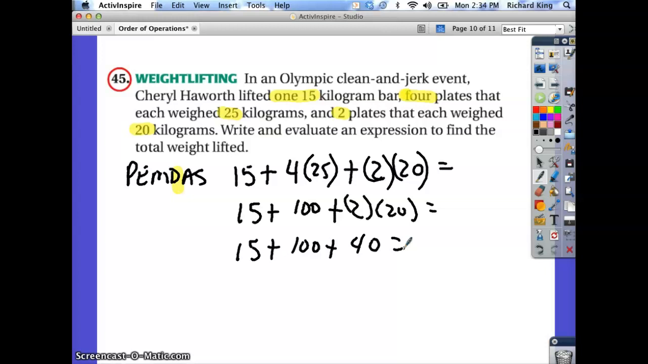Now we have 2 additions, so again you do that left to right. So 15 plus 100 is 115 plus 40. And that's going to equal 155. Okay. So that completes the 1.4 lesson on order of operations.